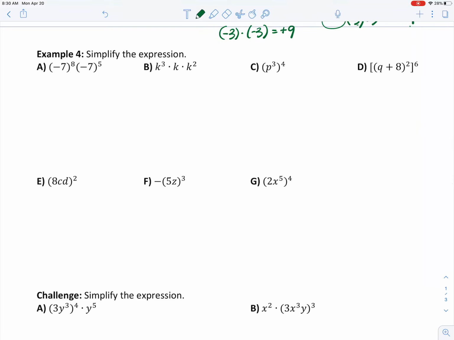Okay, example 4. Simplify the expression. So we have negative 7 to the 8th times negative 7 to the 5th. I'm noticing that both of these have the same base, so I'm going to keep the base the same, and I'm going to add the exponents. 8 plus 5 is 13.